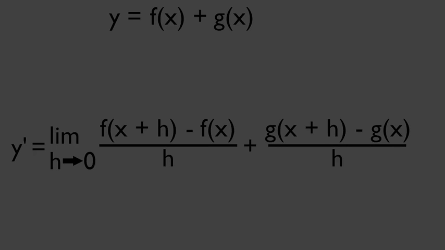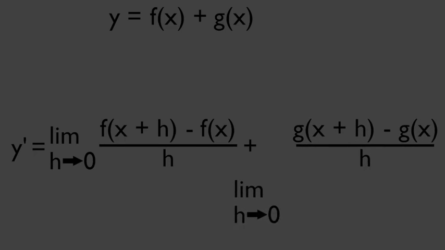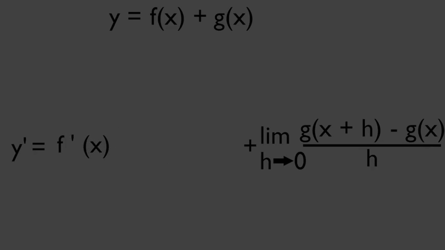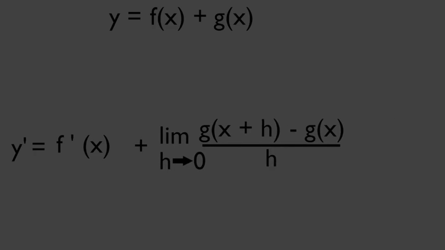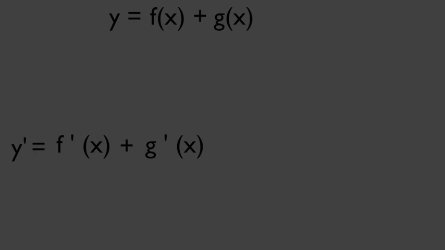And using the limit addition property, we can find the limit of each of these fractions individually. The limit of f of x plus h minus f of x divided by h as h approaches 0 is the definition of f prime of x, or the derivative of f of x. Then the limit of g of x plus h minus g of x divided by h as h approaches 0 is the definition of the derivative of g, or g prime of x.